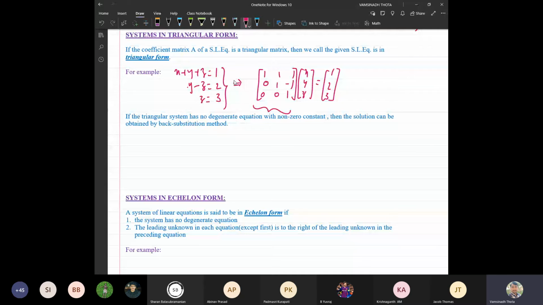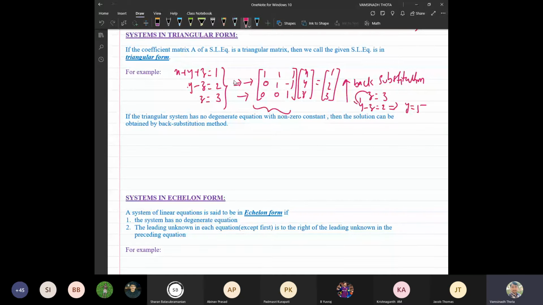Now, what is the advantage of these triangular systems? You need not do much actually. You can find the solution. If it is an upper triangular matrix, there is something called back substitution, that is, starting from the last row. What is the last row? The last row gave you z is equal to 3. And if you look at the second equation, y minus z is equal to 2, with z is equal to 3, you substitute here, then what will you get? y is equal to 5.